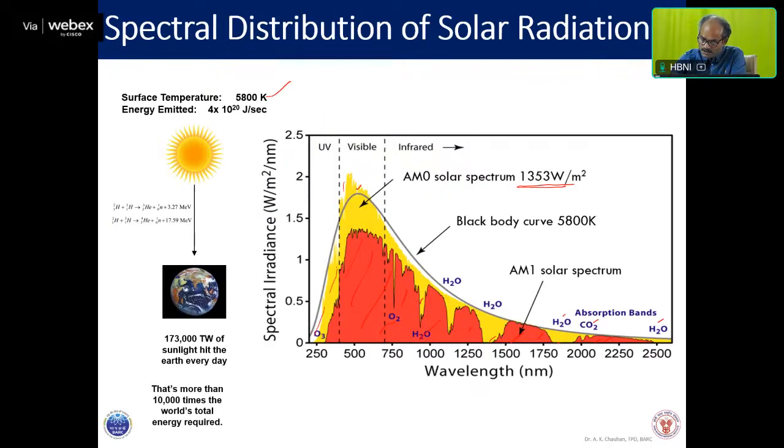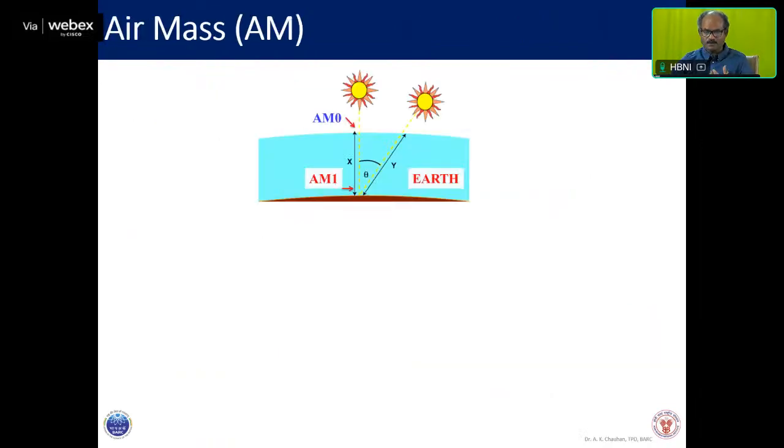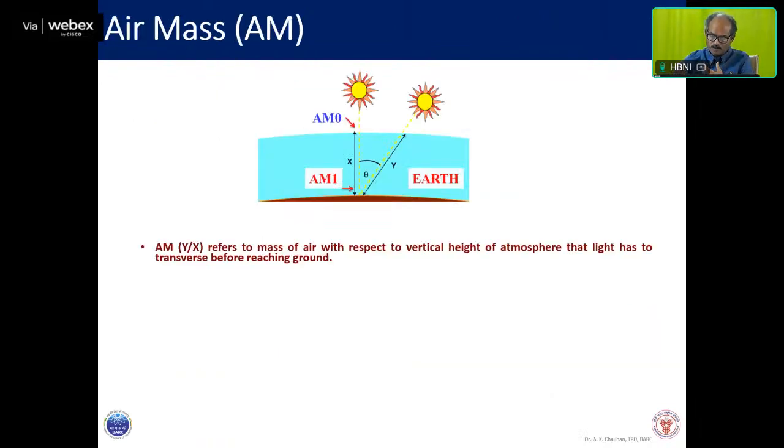So there are a few things which I have mentioned here. It is like here AM1, here AM0, and AM1.5 also, which is the standard used. So what are these? This AM signifies air mass. Air mass is defined as the mass of air with respect to the vertical height of atmosphere that light has to traverse before reaching the ground.